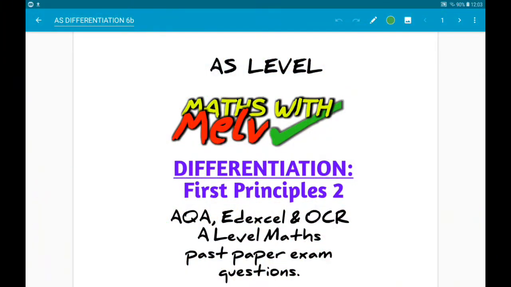Hey guys, here we are going through a couple more slightly trickier differentiation from first principles past paper exam questions for AS level maths. Let's do it.